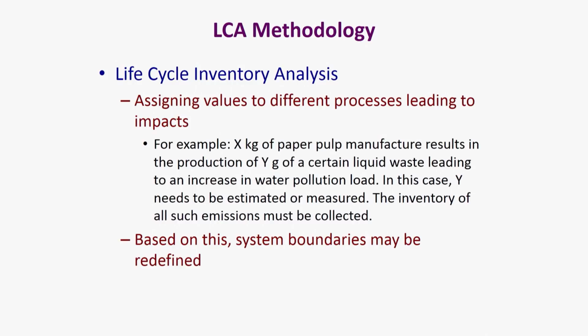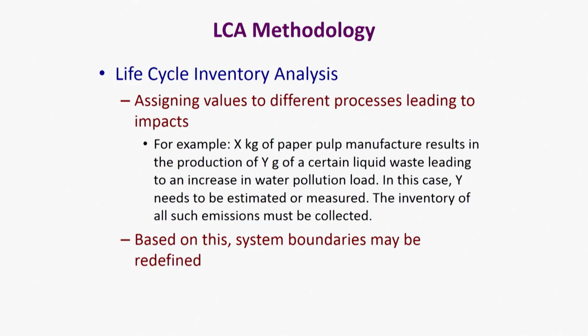The second part is the life cycle inventory analysis. This is a very important part and a very data intensive part. This is in fact the backbone of the life cycle analysis, assigning values to different processes leading to impacts. For example, very simply, we look at X kilograms of paper pulp manufacture resulting in the production of Y grams of a certain liquid waste, which leads to an increase in water pollution. In this case, Y needs to be estimated or measured.